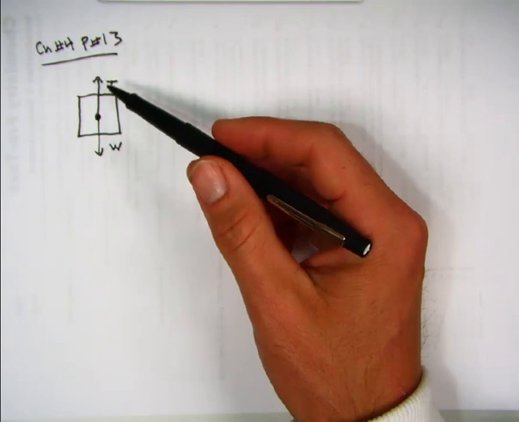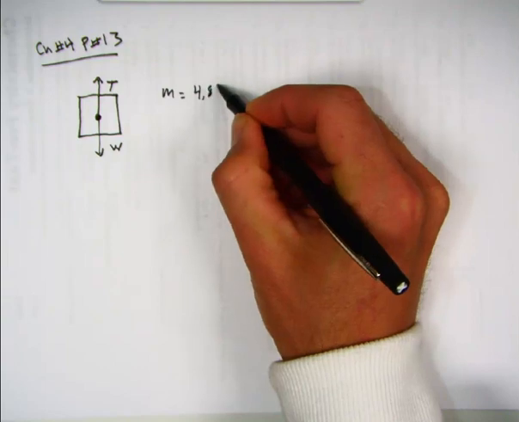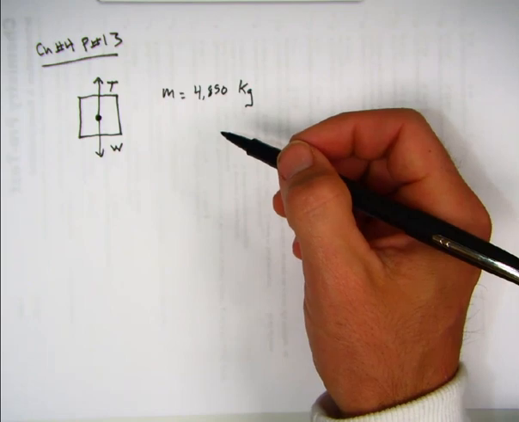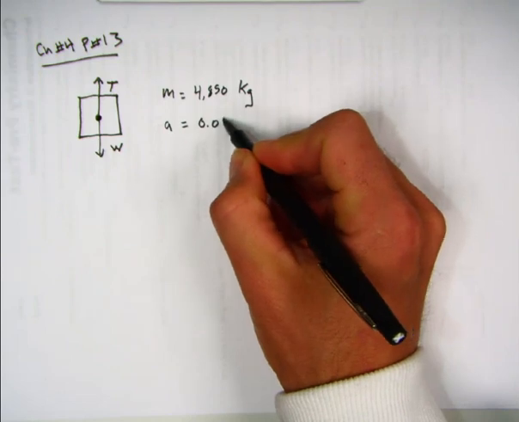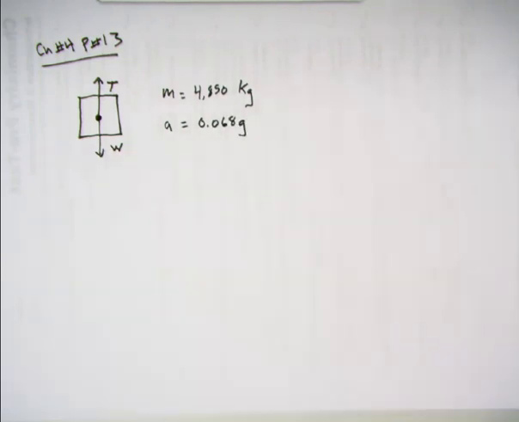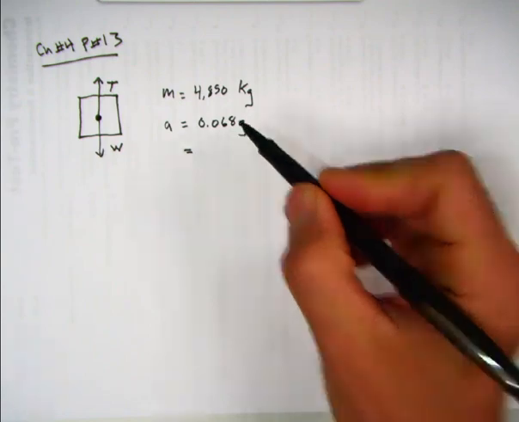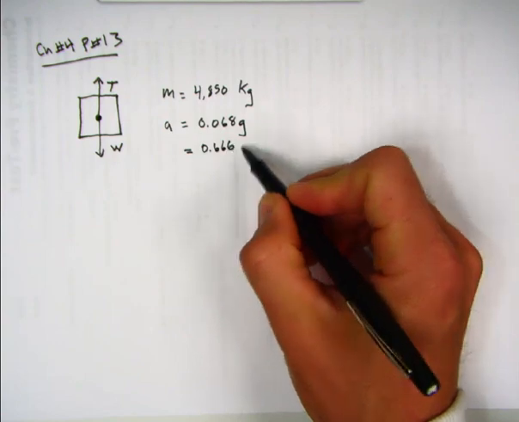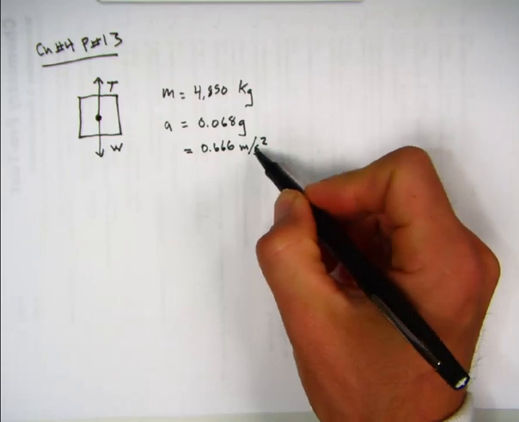Now, in this problem, it says that the elevator has a mass of 4,850 kilograms, so we'll want to write that out. And it is designed to have a maximum acceleration of 0.068 g, where g is the acceleration due to gravity. Now, the first thing I would do is multiply that by 9.8 and get an acceleration in meters per second per second. And as it turns out to be 0.666 meters per second squared.